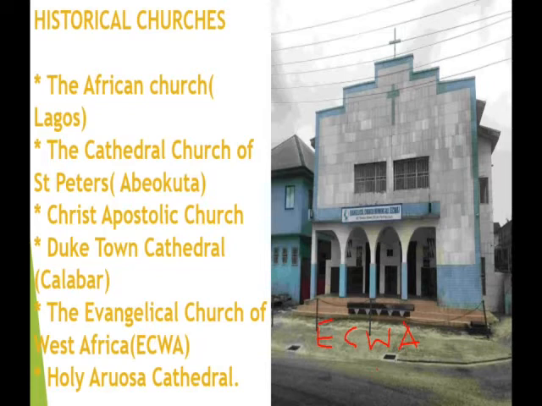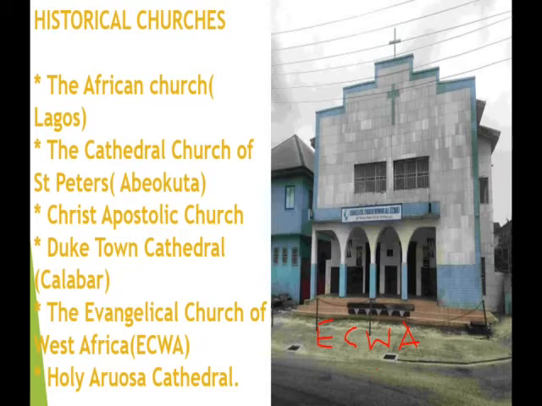Churches in Nigeria can be categorized as Catholic, Protestant, and African indigenous churches. Now, here are some examples of historical churches in Nigeria. We have the African Church in Lagos. We have the Cathedral Church of St. Peter's in Abeokuta. We have the Christ Apostolic Church, founded by Apostle Joseph Ayo Babalola.